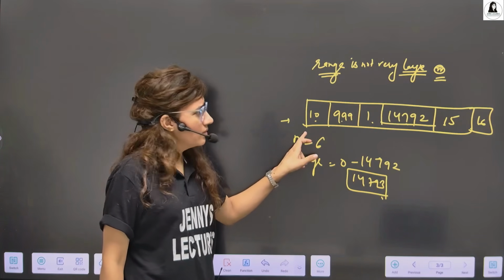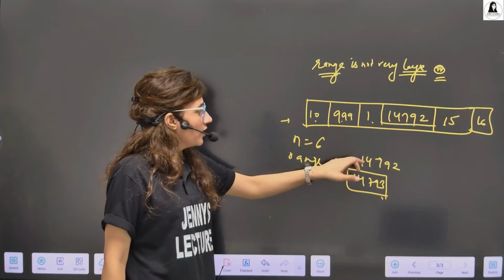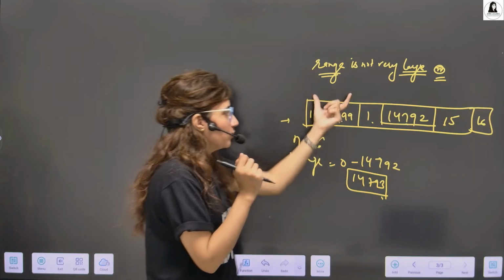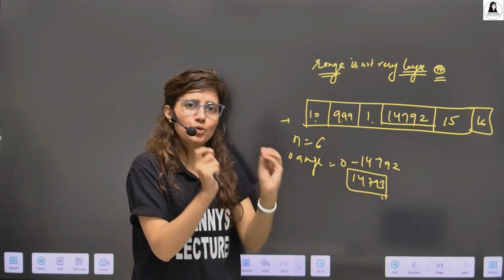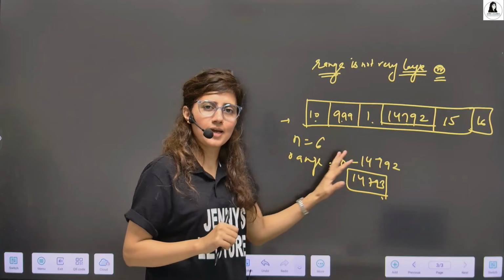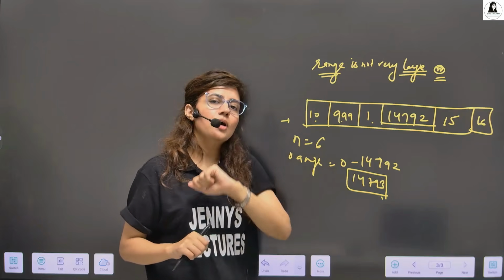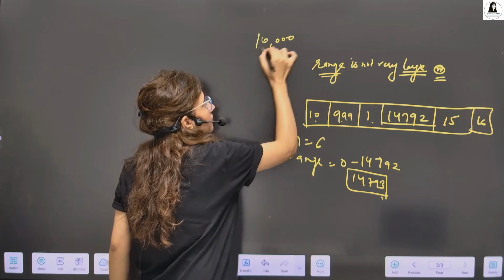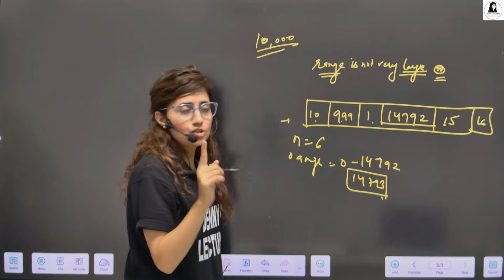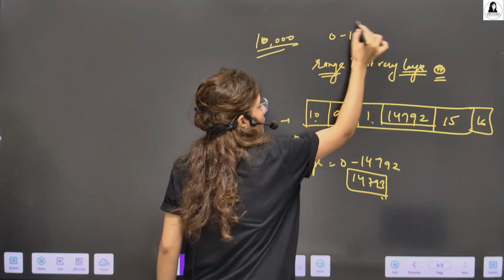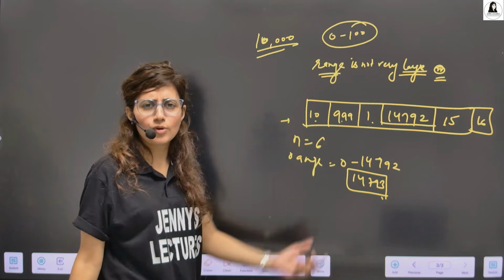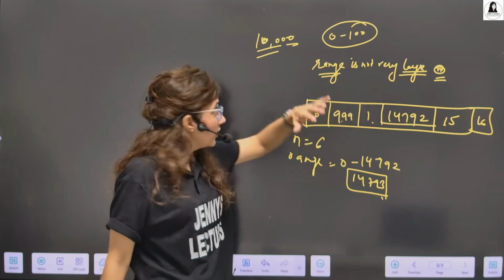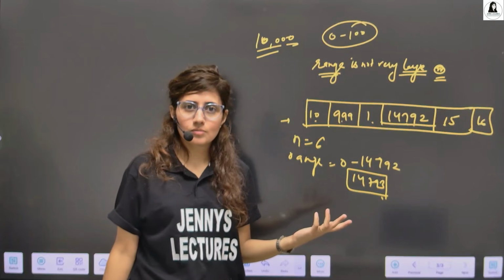Definitely not. See, n is 6, and the range is this. So as compared to n, the range is huge. The range should be small, not very large as compared to n. If that is the situation, you can apply count sort. It's good, like when you have to sort marks of 10,000 students. We know that marks range from 0 to 100 at most. So the range is small, the numbers are huge, 10,000 students. In this case, it's better to apply count sort.